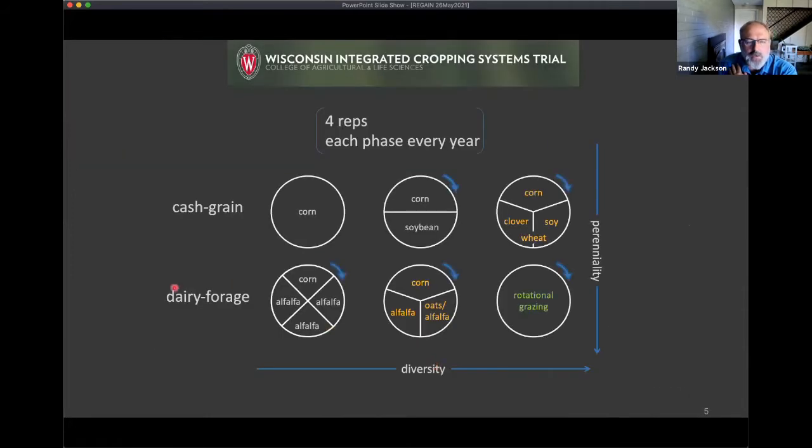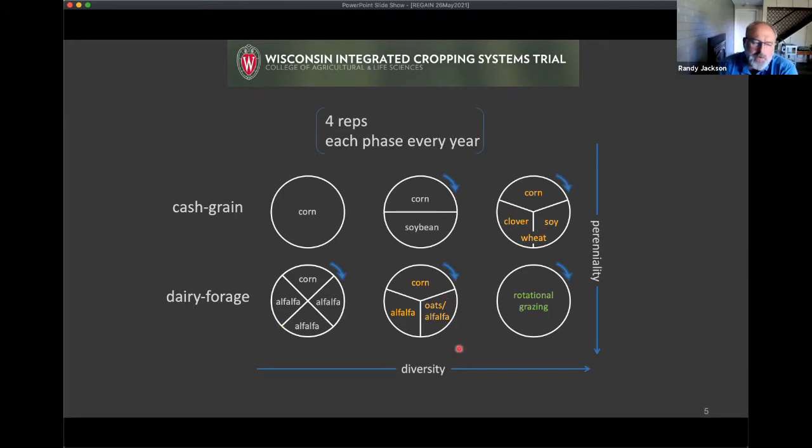One of the things that's cool about WICST is that there are two main types of cropping systems that we compare. There are cash grain systems: corn, or corn in rotation with soybeans, or corn in rotation with soybeans but with a wheat clover cover crop in between the corn and the soybeans. This system is gold here because it's organic, so we manage that system organically.